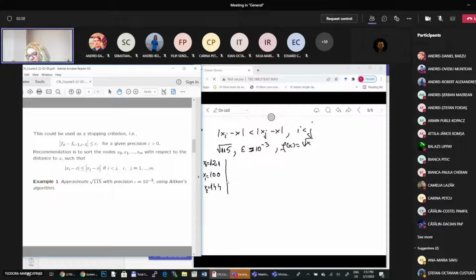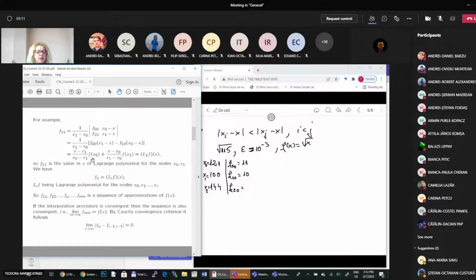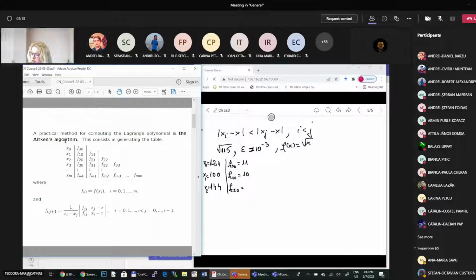Then we have the value of the function for the nodes: F00 is 11, F10 is 10, F20 is 12. So we write the table. Now we need to find F11, and the remaining positions will have to be completed here: F21 and F22.